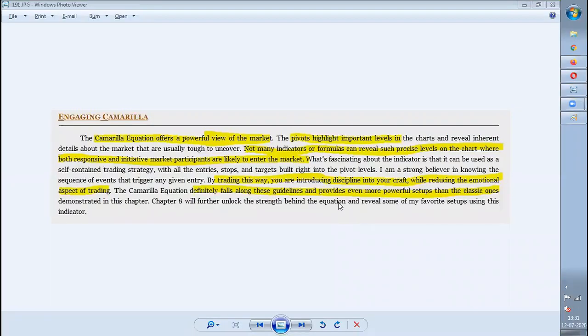So today in this video we are going to see the continuation of the Secret of PivotBoss book reading, and the concept we are going to see is the engaging Camarilla. This is going to be the last topic in this chapter.